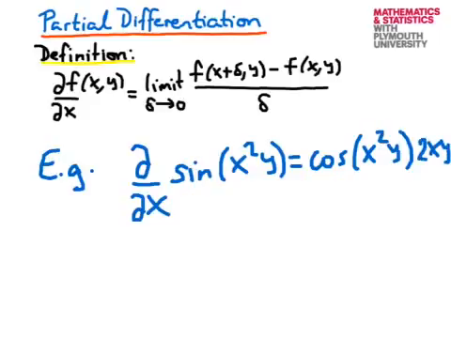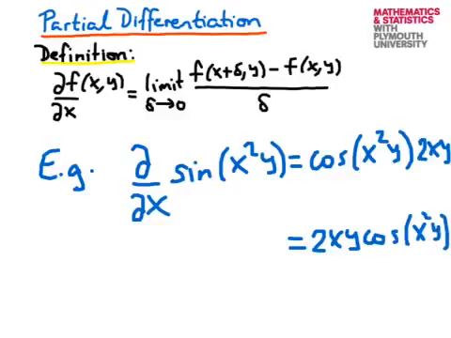So I can write this a little bit more clearly, 2xy, putting the simpler terms in front, times the cosine of x squared y. And this is my answer for this derivative.